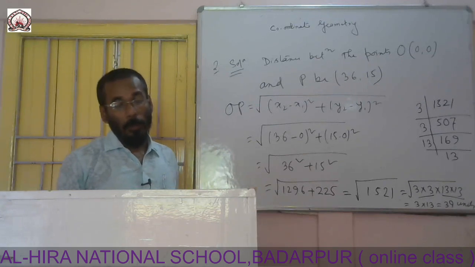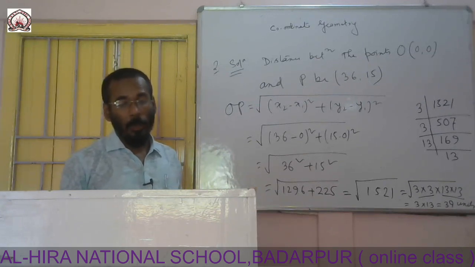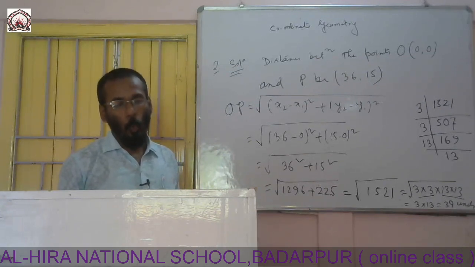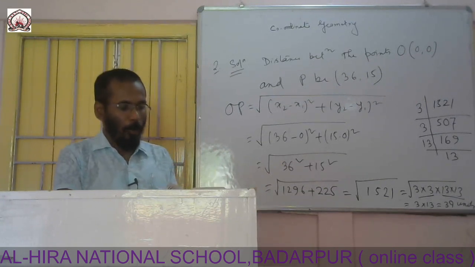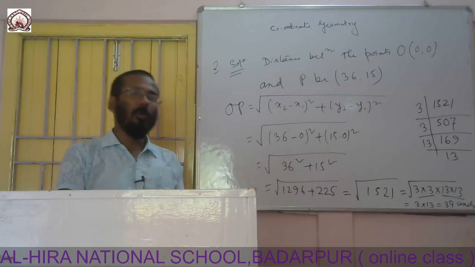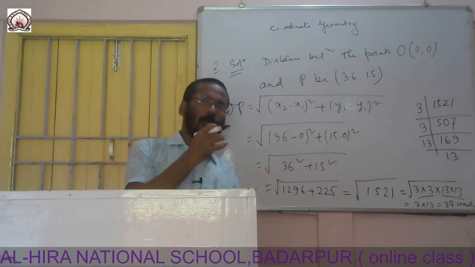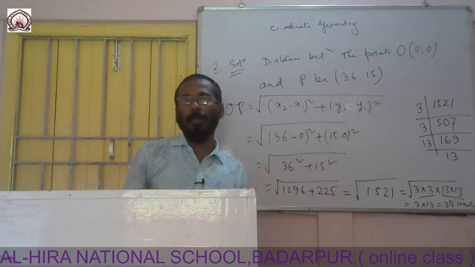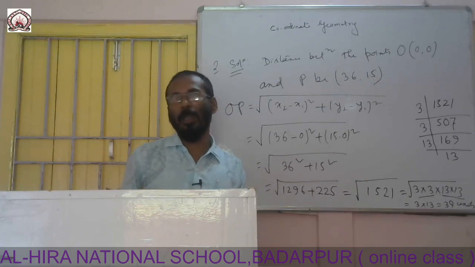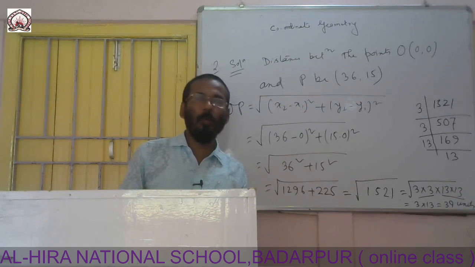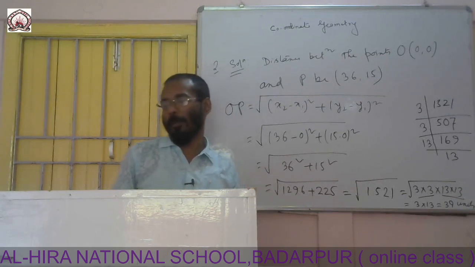Then the next is determine whether the points are collinear. Question number 3: (1, 5), (2, 3) and (-2, -1) are collinear. So remember, what is collinear? Collinear means that if the points lie in a straight line, then we call it collinear.